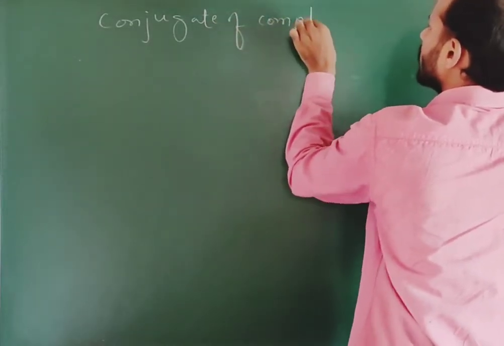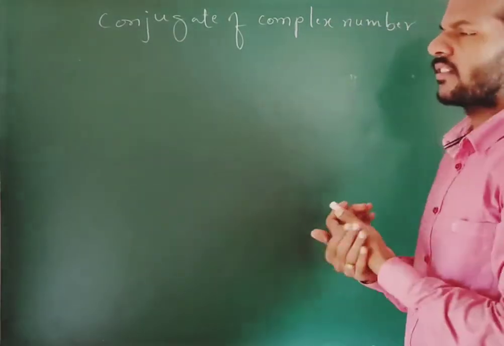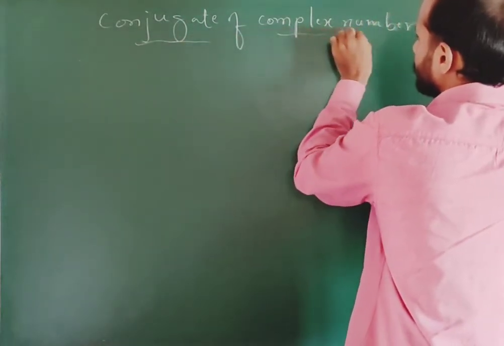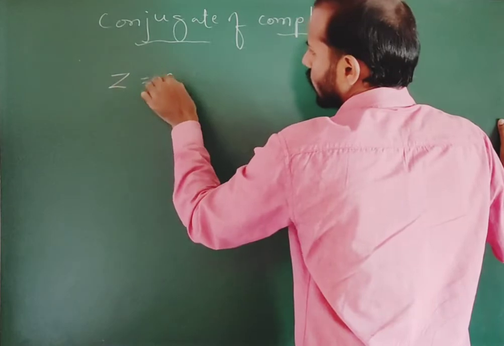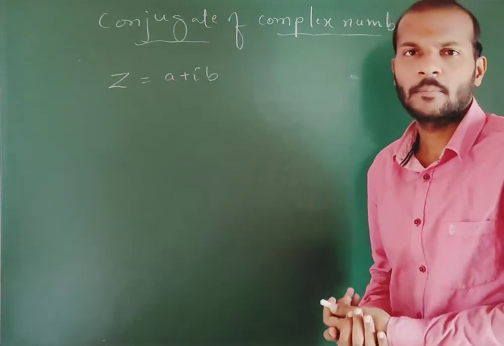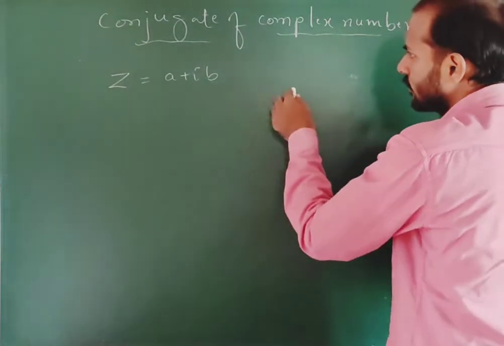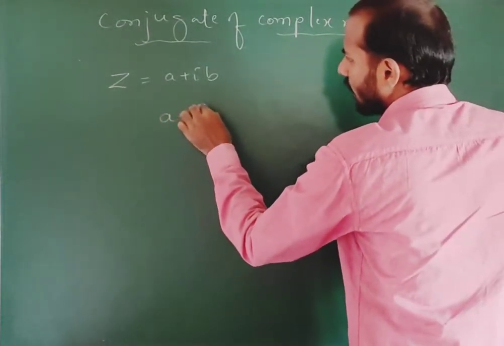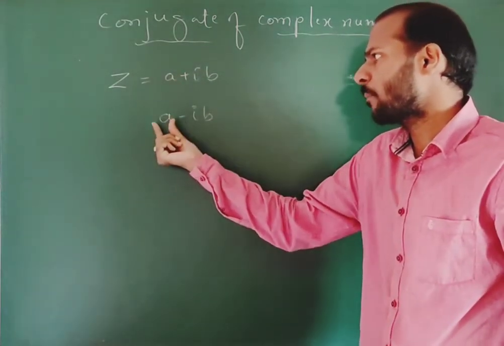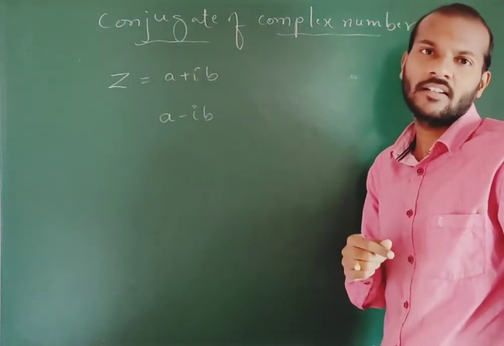Conjugate of a complex number. Here, the conjugate of a complex number is nothing but, let us consider a complex number. We already know well, z equals a plus ib is a complex number, whereas the conjugate of a complex number is simply a minus ib, right? What we are doing here is just keeping the real part as it is and changing the sign of the imaginary part.